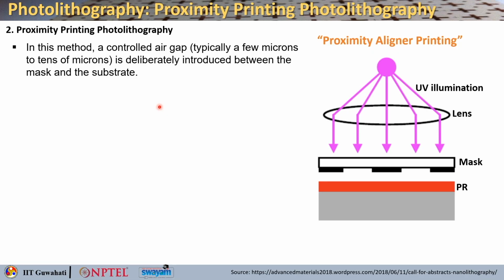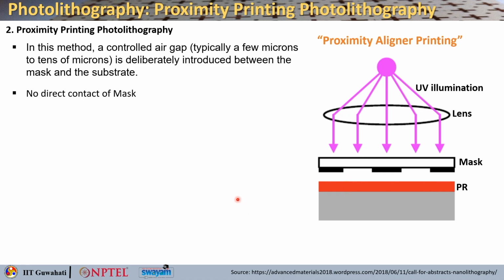The next method, which is better than this one, is proximity printing photolithography. As the name tells you, in this method you introduce a controlled air gap, typically a few microns or tens of microns, deliberately between the mask and the substrate. PR is the photoresist layer, this is the substrate and this is the mask. These are the openings through which light gets in, and this is the pattern that will be transferred.